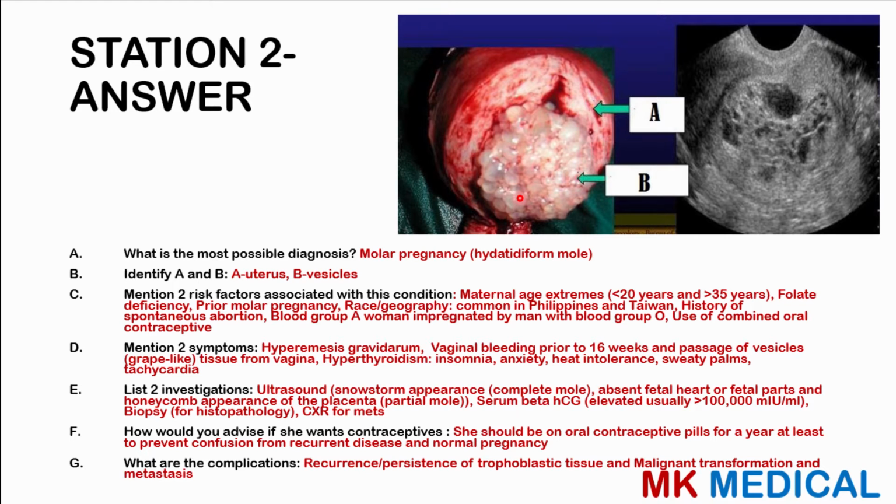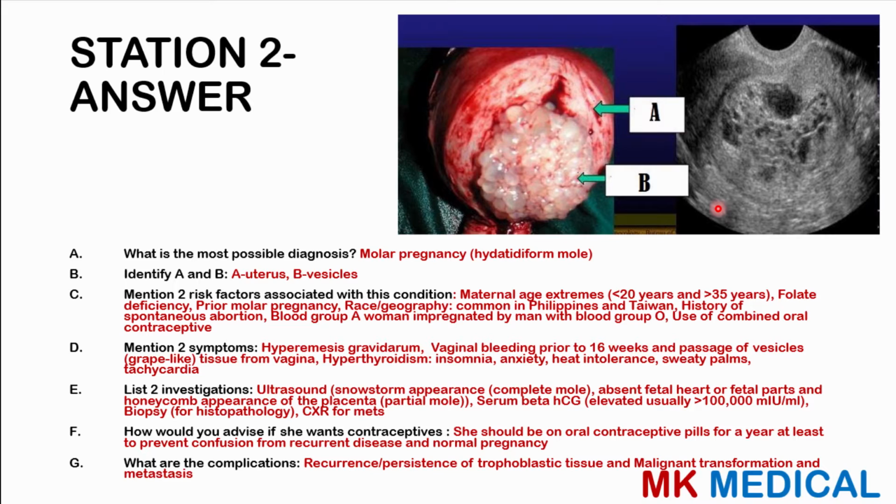So this is a molar pregnancy or hydatidiform mole. As we can see here, this honeycomb-like appearance, or rather snowstorm appearance. Then you have A being the uterus, and then B, of course, these vesicles, which you can also even see on the ultrasound. Then 2 risk factors.